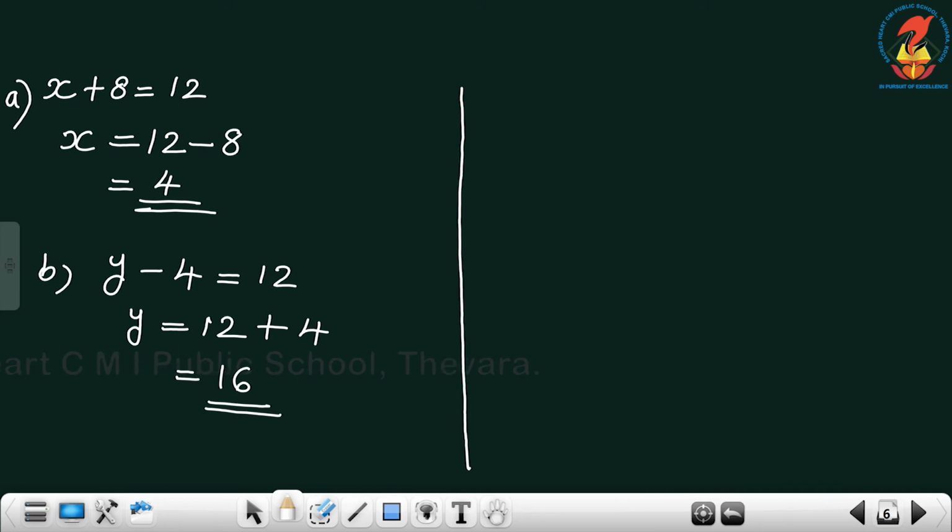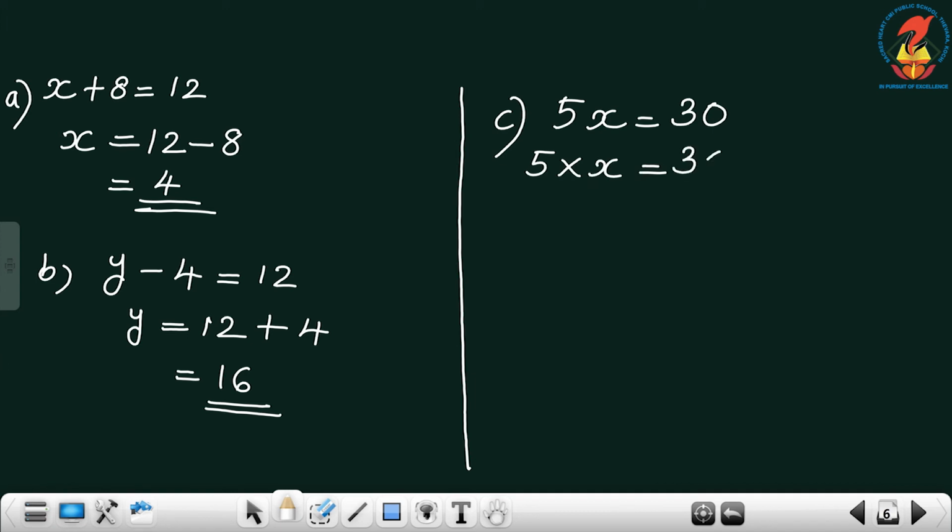Then third one, 5x is equal to 30. So what is meant by 5x? 5x means 5 into x is equal to 30. Here we want to find out the value. x is multiplied with 5. So we want to transpose 5 from the left hand side to the right hand side. Here 5 is multiplied. Therefore, when 5 goes to the other side, it will become division. So x is equal to 30 divided by 5. 30 divided by 5 we can write in this way also, 30 by 5. So the answer is equal to 6.